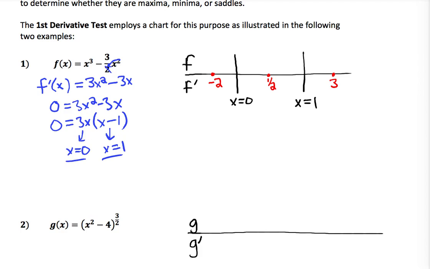So now where do I need to put them? Well, I need to test them with the first derivative test using the first derivative. That's why it's called the first derivative test.